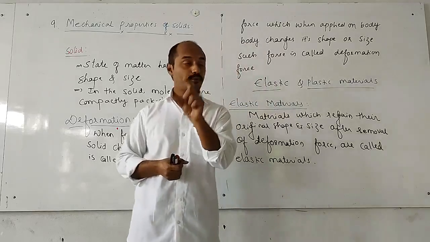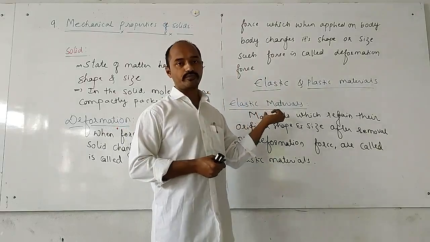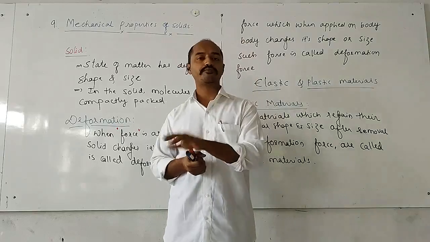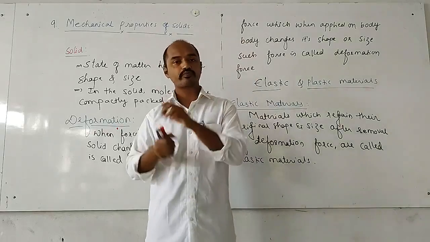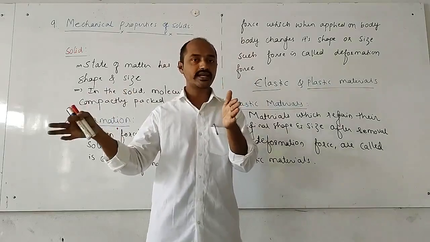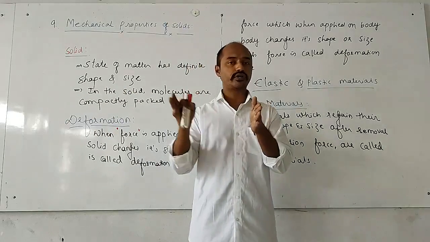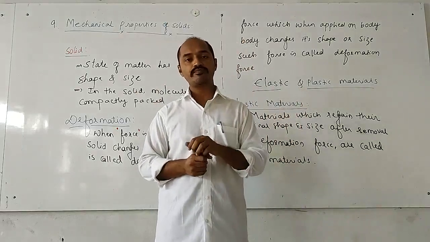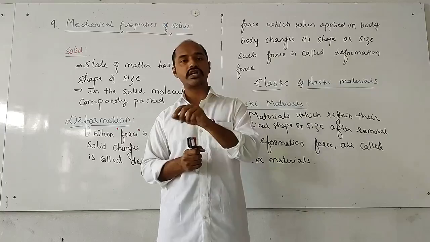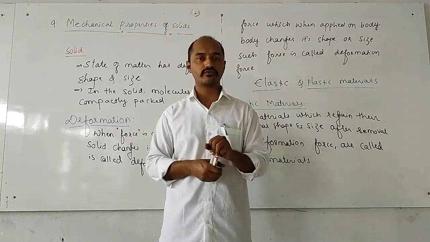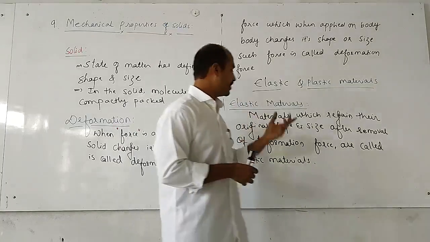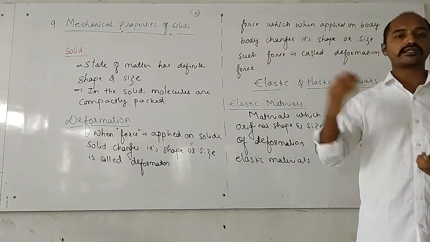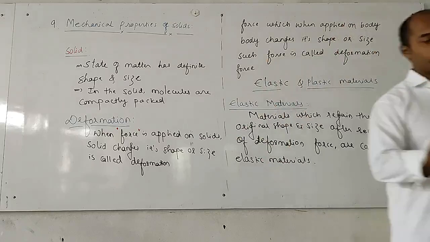Elasticity is a property, and because of that property they become elastic materials. So how do you define elasticity? Elasticity is a property of the material by virtue of which the body regains its original shape and size after removal of deformation force. Take a screenshot. Then we will define plasticity, plastic material.